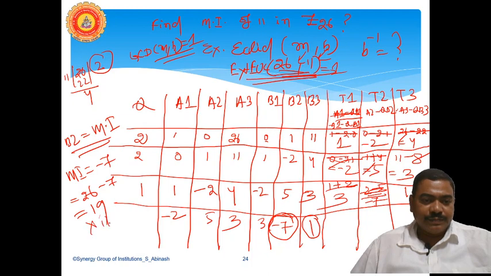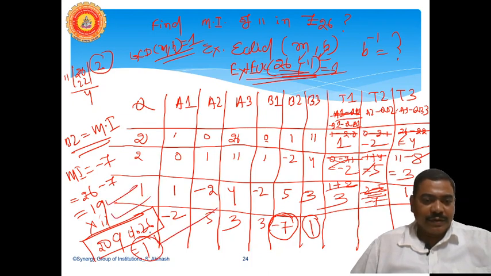Let's verify: 19 into 11 is 209, and 209 mod 26 is equal to 1. So when 19 is multiplied with 11 in the field Z26, we get 1. So this is the process of the extended Euclidean algorithm.